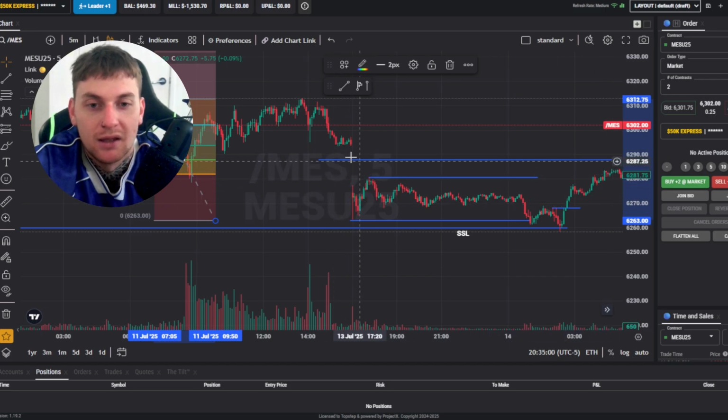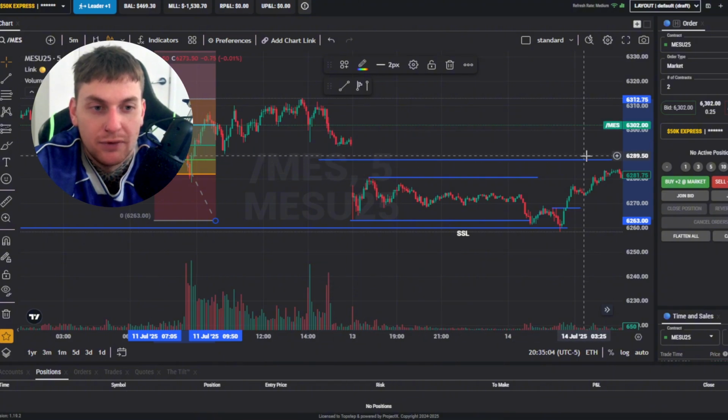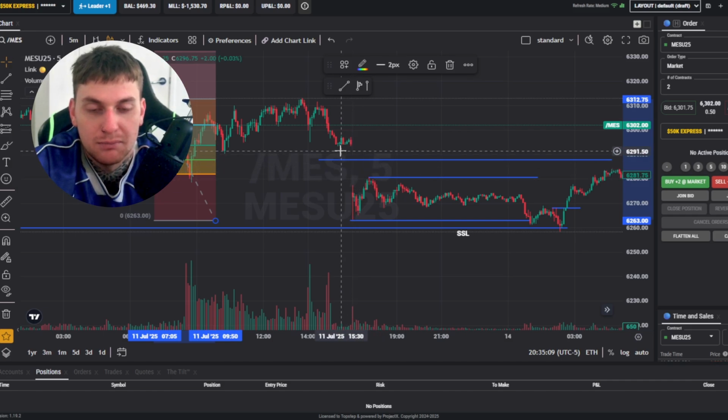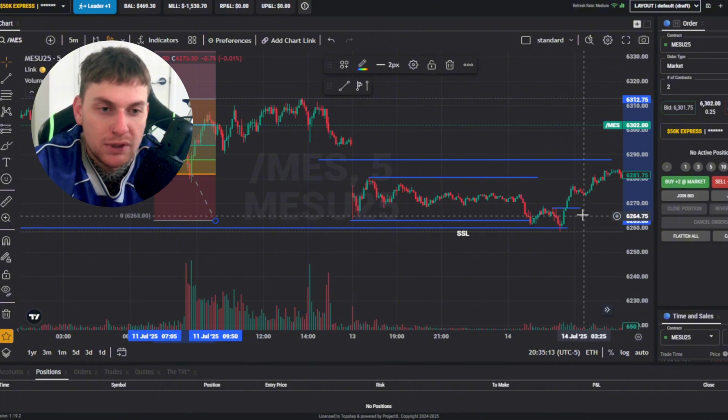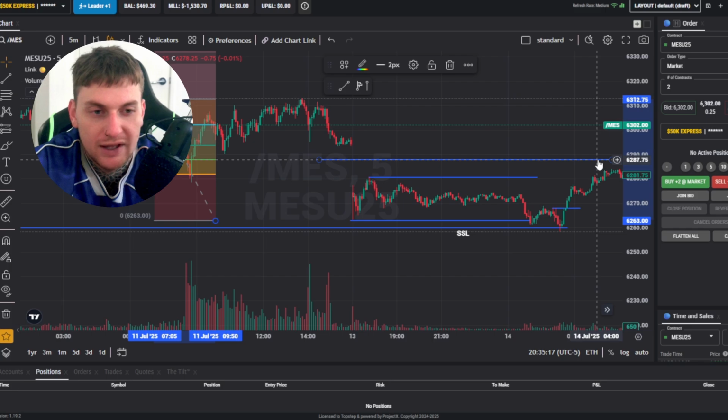So price is going to return to equilibrium. So that is a guaranteed first draw on liquidity here, right? It's going to fill this inefficiency as well. There's a massive gap down. It's an inefficiency and it's going to return to the equilibrium. So that's where I targeted. So I entered at around 68 and targeted this 87 range.